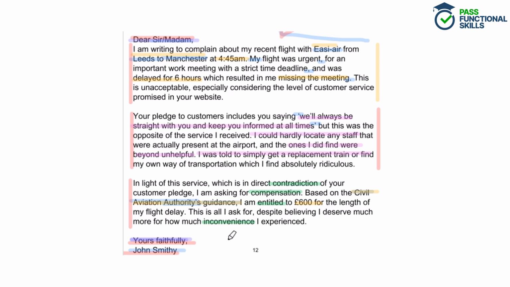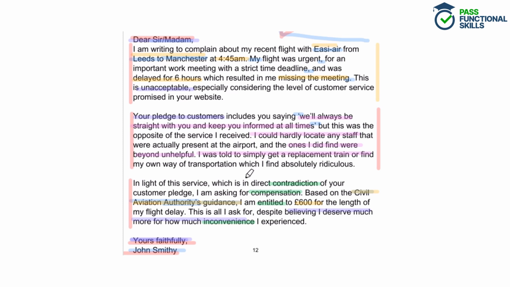We've got formal language that's been used throughout because even though we're complaining, we're using quite a negative tone. So we're saying that they believe that they deserve much more because of the inconvenience and it's unacceptable. So that's quite negative, as you would expect from a letter of complaint. But we're also using formal language. We're staying professional because we're writing to a professional company. So using standard English throughout, saying your pledge to customers, using quite formal tone there, quite sophisticated language.